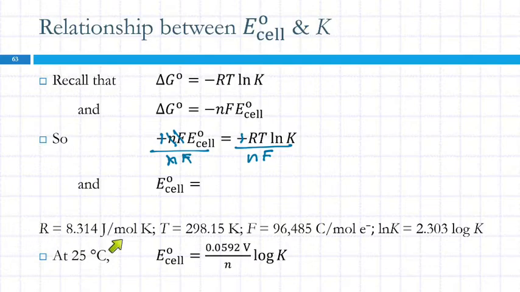And so if we look at all of these relationships here, here's the value of the gas constant, here's the temperature at standard, 298.15 Kelvin, and the value of Faraday's constant, and then to convert natural log to base 10 log, we multiply by 2.303. If you combine all those things together, what you end up with is that E cell equals negative, is it negative? Oh, no, I'm blanking.